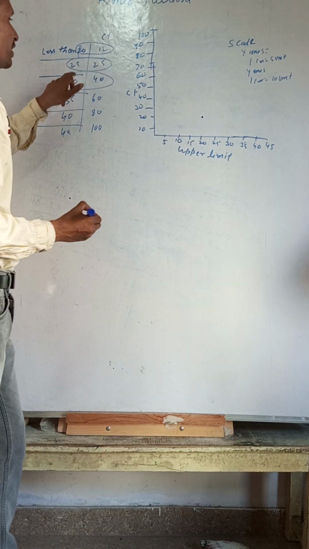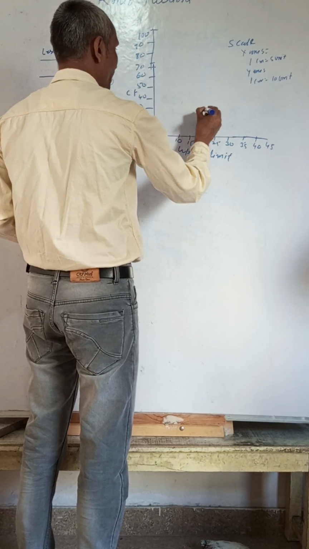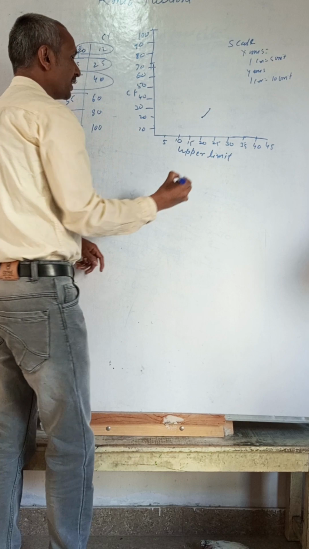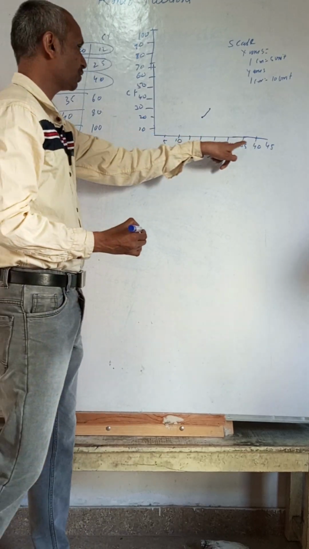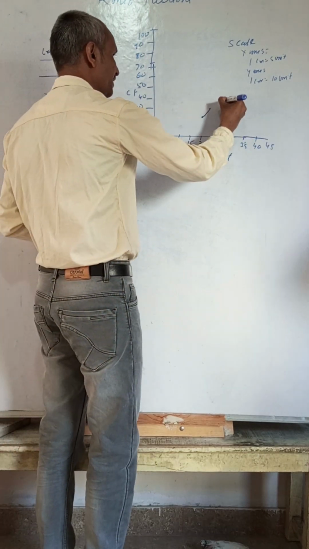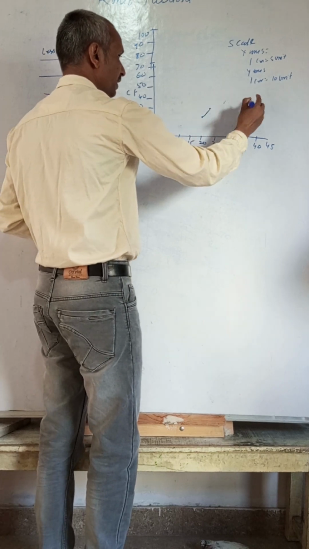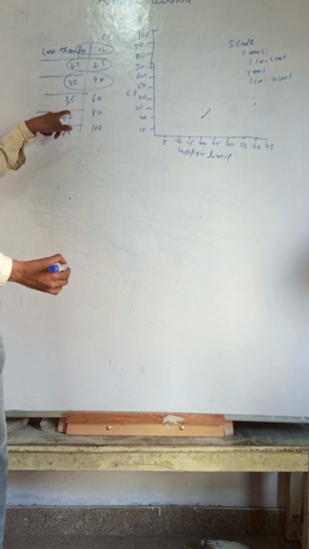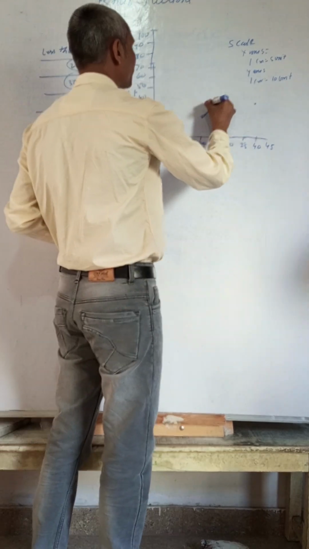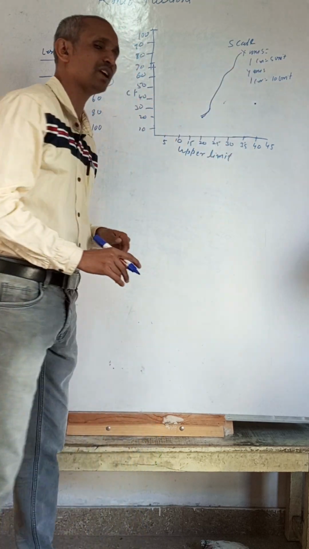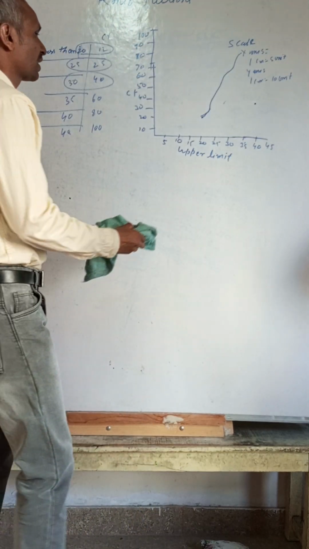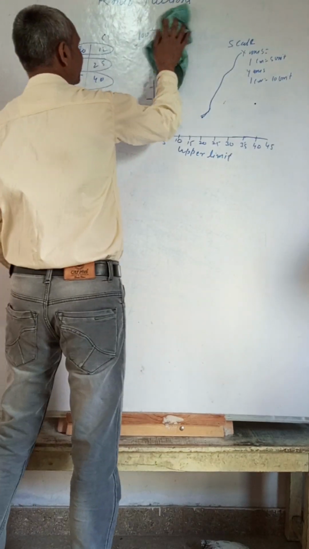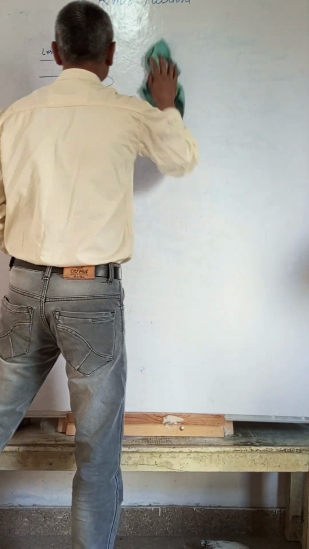Next it is coming 25 and 25. Here is the point. You join it by hand only, like this. The next point is 40 and 30. This is the 40 and this is the 30. The point comes here. Like that, the graph will come like this. It has to be done on graph paper only. Next we are going to the next question.